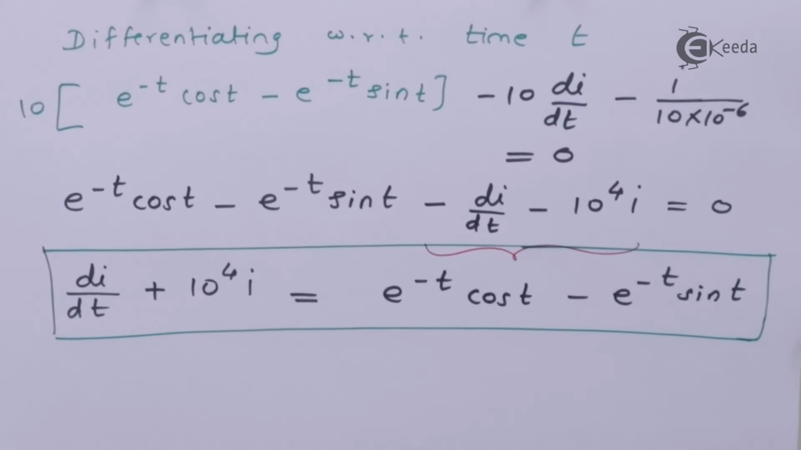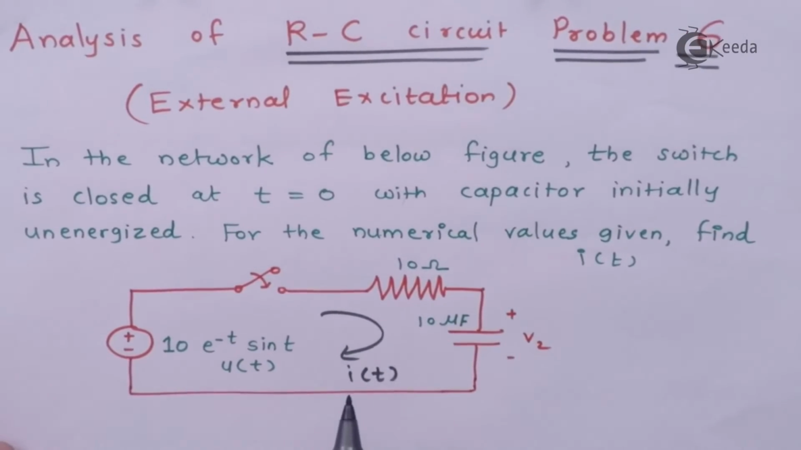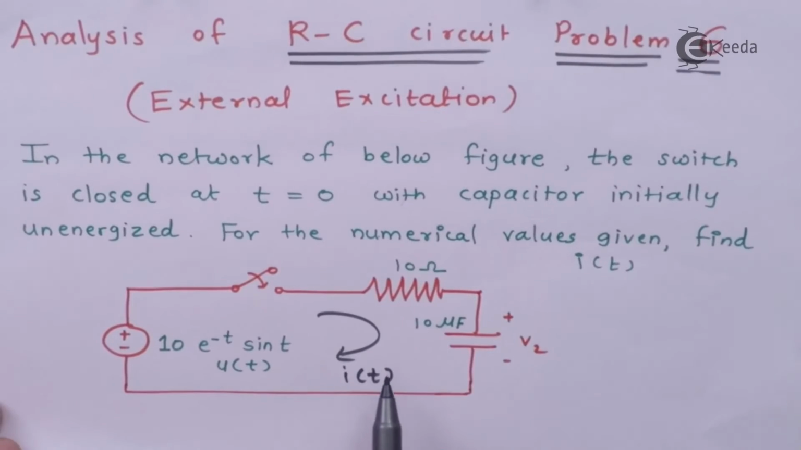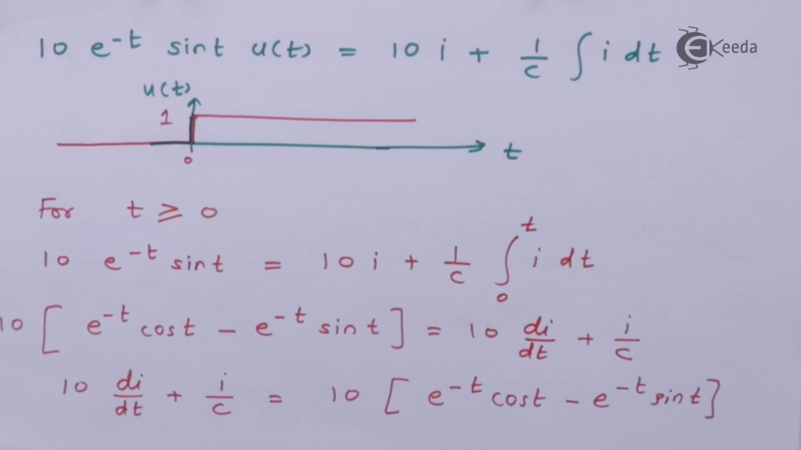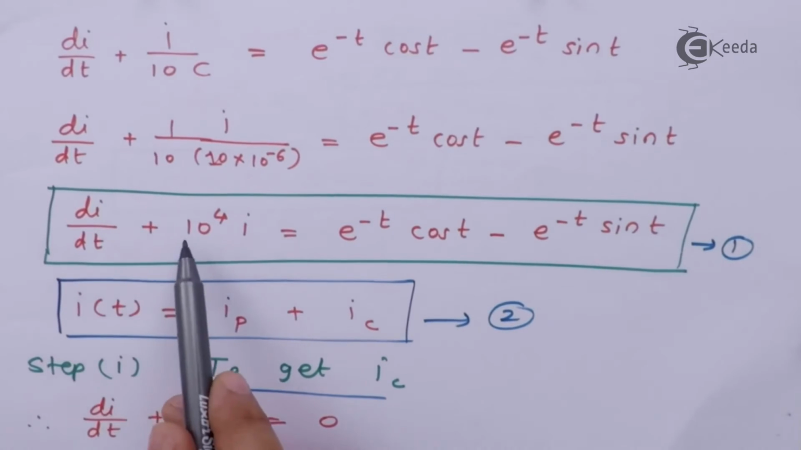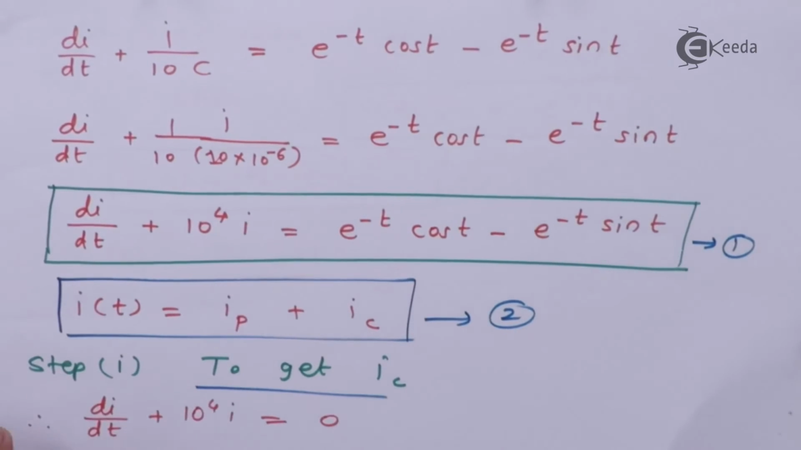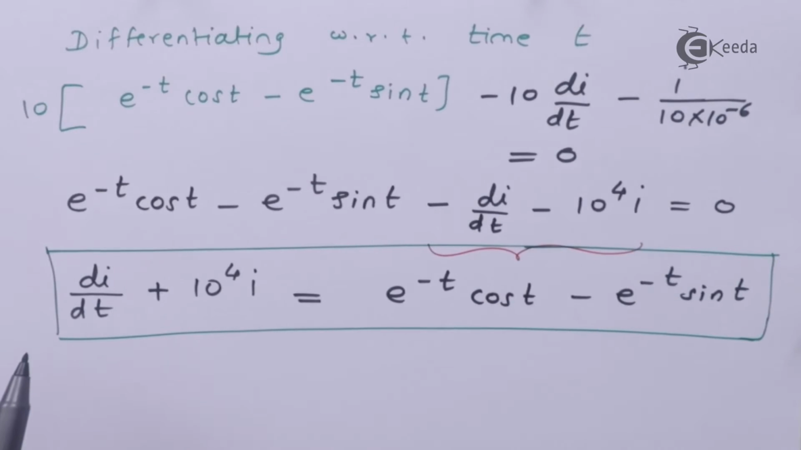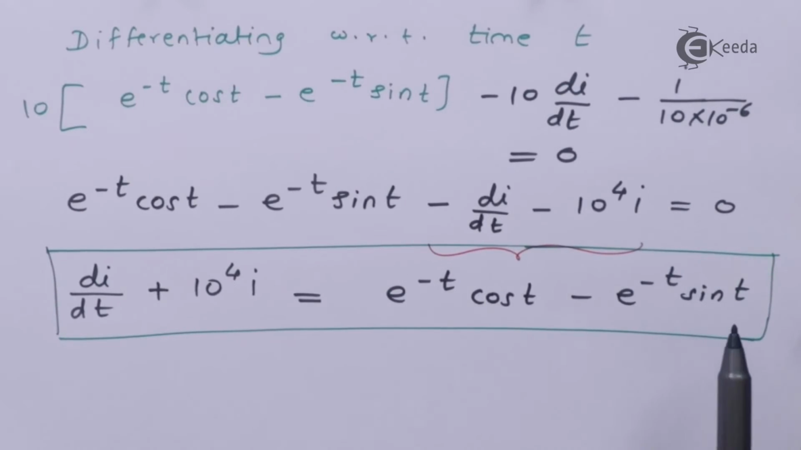So I will show you that problem. In problem number 6, we had a similar problem, the same circuit, but there was no initial condition. You can see that. So we solved accordingly. You can refer to that video if you want. I will just show the differential equation, and you can see here this equation number 1, di by dt plus 10 to the power 4 into I is equal to e raised to minus t cos t minus e raised to minus t sin t. And if you see for this problem, that is problem number 7, we have got the same equation, di by dt plus 10 raised to 4 i, equal to e raised to minus t cos t minus e raised to minus t sin t.